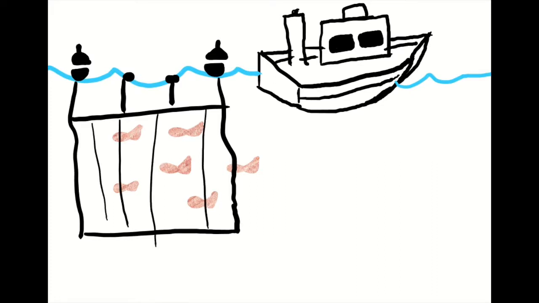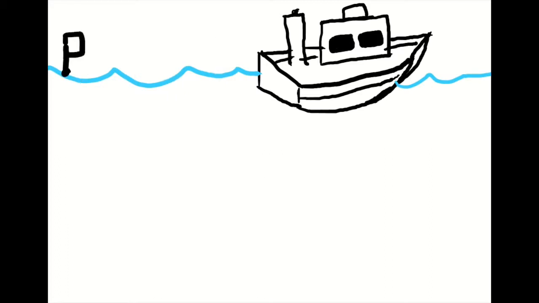This method is also very non-selective because any animal that runs into the net is caught. Another issue with gill nets is ghost fishing. Ghost fishing is when gear is lost in the ocean and continues to trap animals that have no way to escape it. The fourth type of fishing gear is long lines.